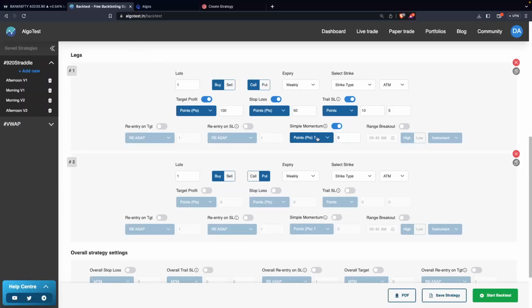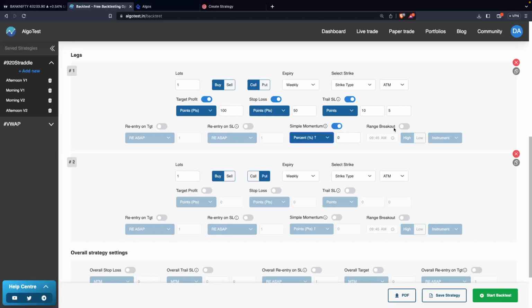So you have different options for simple momentum. You can select points up, points down, percent up, percent down, or the underlying points up, underlying percent. What actually is underlying? Here we are talking about Bank Nifty. We are taking trades in Bank Nifty options, at many strike prices. So the underlying will be Bank Nifty. Don't get confused with the underlying thing. The underlying is Bank Nifty here. So you can choose based on what you think your targets and stop losses could be.